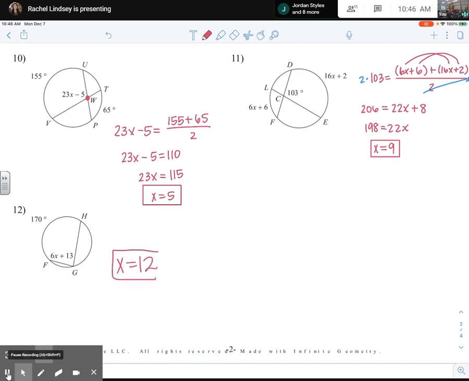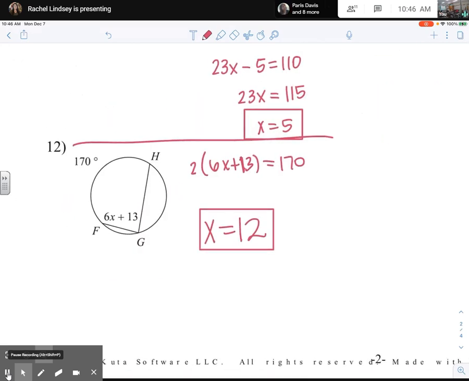Okay, number 12, x equals 12. 2 times angle equals arc. I'll write out that work, but I'm not going to show it. That's what you should have for number 12.